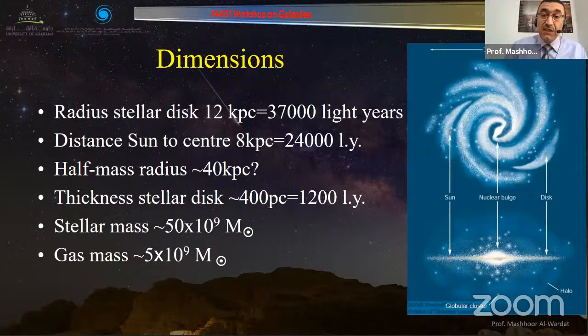Too many open questions. What about the dimensions of our galaxy as we know up to date? We don't know tomorrow what we are going to discover. Up to date, we know that the radius of the stellar disk is around 12 kiloparsecs, which is 37,000 light years, from the edge to the edge. The distance from the sun to the center, to the known supermassive black hole, is around 8 kiloparsecs, which is around 24,000 light years. Half mass radius is about 40 kiloparsecs. The thickness of the stellar disk is around 1,200 light years, not that thick.